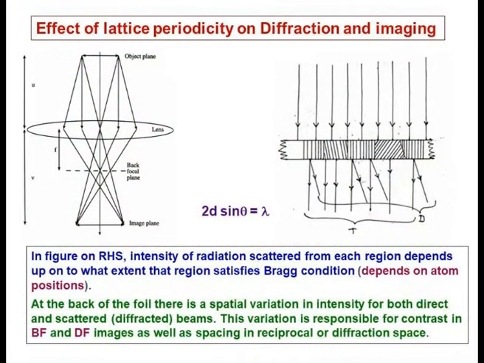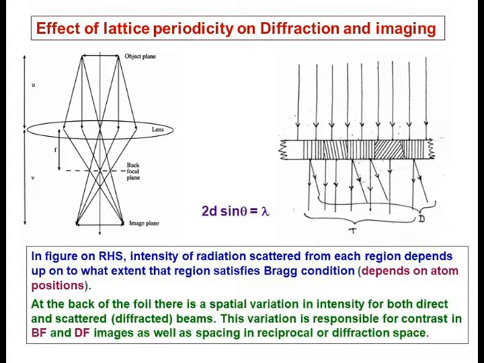That is what I had explained here also. The intensity of the radiation from each region depends upon to what extent that region satisfies the Bragg condition. That depends upon the atom position. At the back of the foil there is a spatial variation, and this is responsible for bright field and dark field. I just want to ask, you have used microscopy, any of you are aware of it?